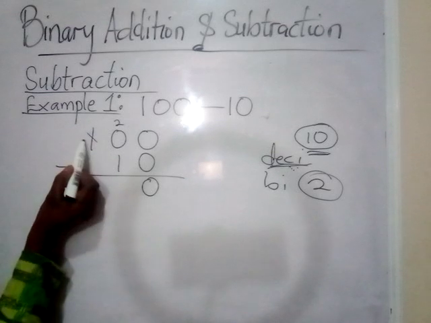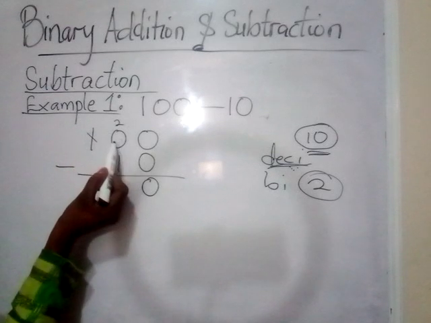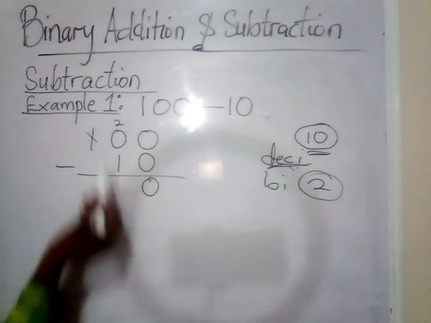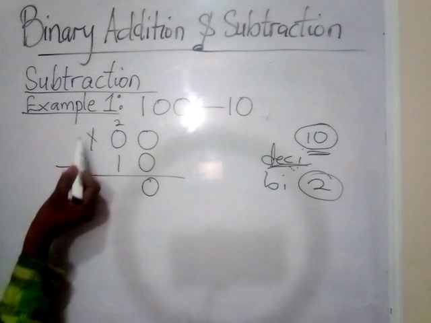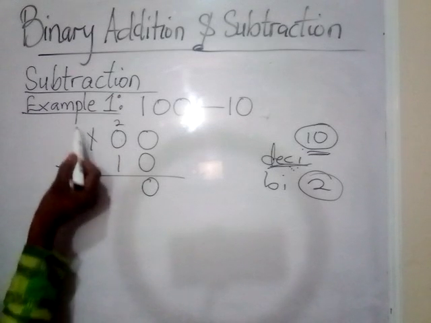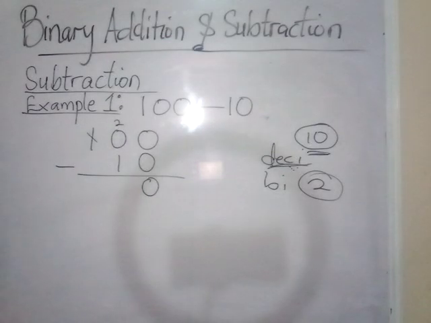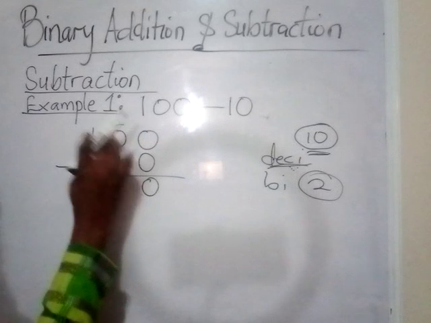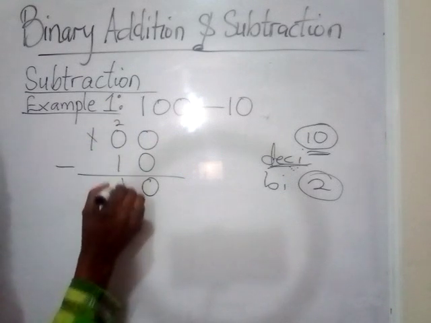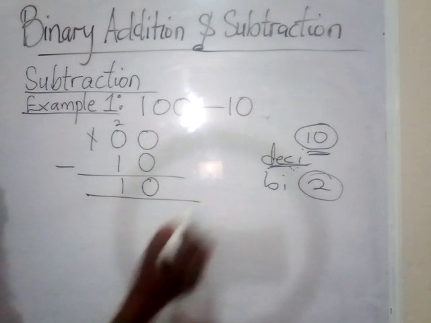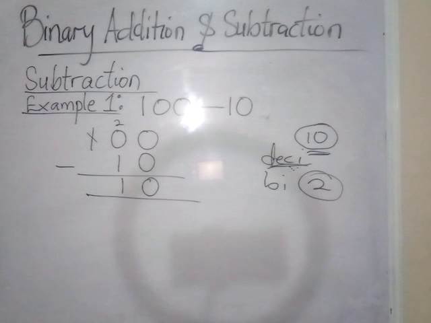So here we borrow from here to aid this 0, because we can't take away 1 from 0. 0 needs help. So we go to the closest neighbor to borrow. So whatever we borrow in the binary system must be 2, not 10, as we have in the decimal system. So you bring the 2 here. Now 2 minus 1 is what? Is 1. So this will be our answer. I hope this is clear.